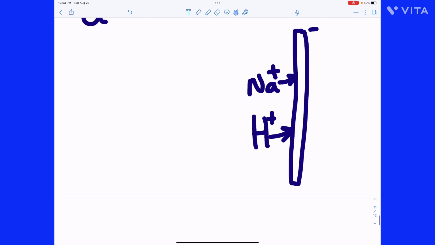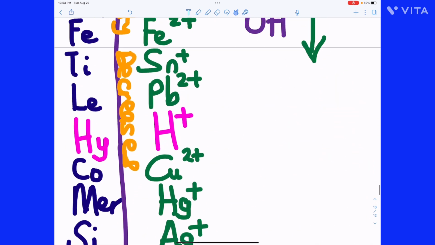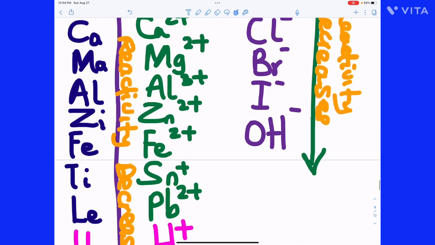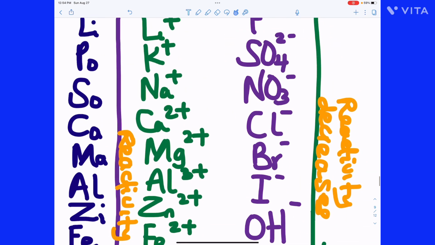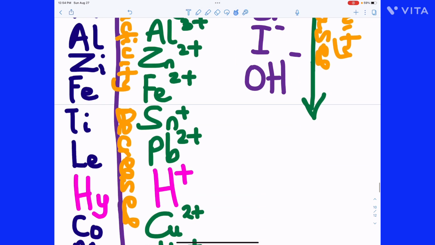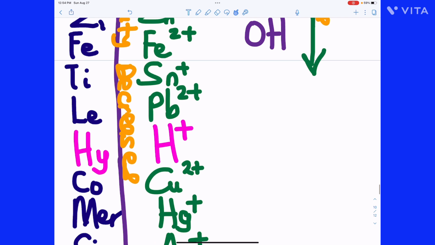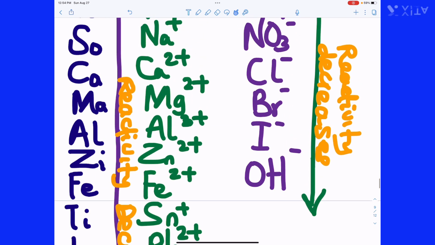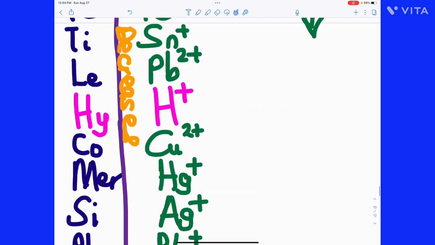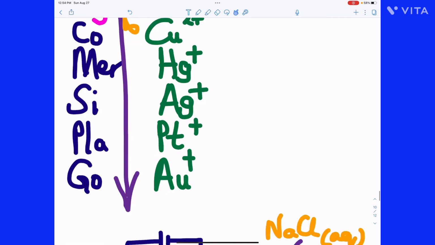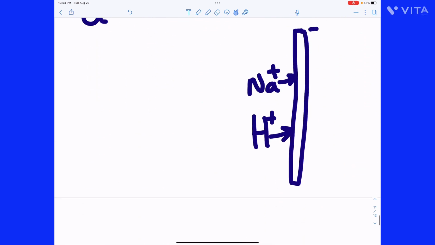Let's go check our activity series. Which one is higher up in the series, hydrogen or sodium? Look at the position of sodium here. Sodium is right up here, but hydrogen is down here. So that means sodium is much more reactive than hydrogen. Therefore, hydrogen will be preferentially discharged in this case, and sodium will stay in the solution. So it is hydrogen that will be kicked out of the solution.